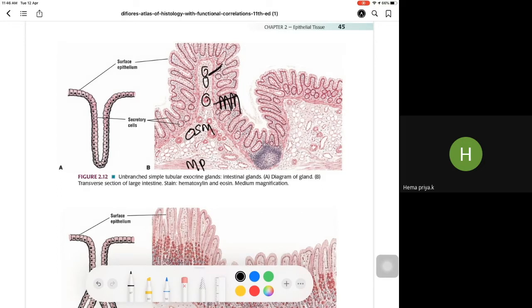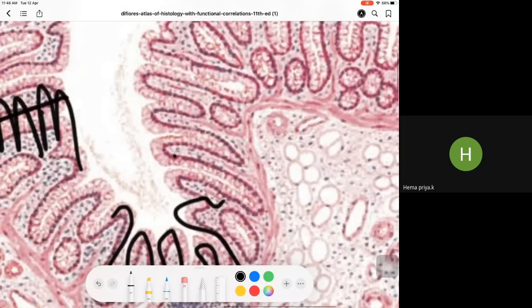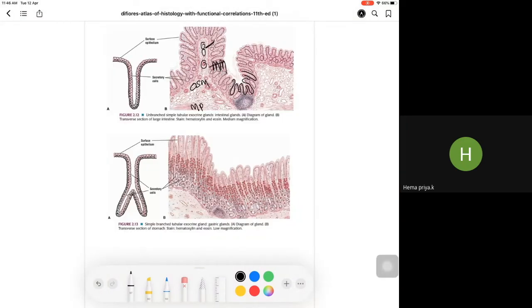And if you see them, these are simple glands. Okay, these are all simple glands. And how many lining epithelium for each gland? Single lining epithelium. Only one. Yes, it is very important. See in this picture, these are tubular glands, simple glands with a single lining epithelium.